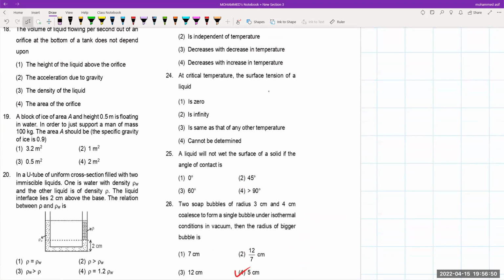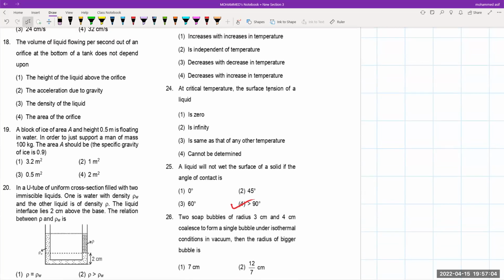Next one, a liquid will not wet the surface of the solid if the angle of contact is, see, the liquid will not wet the surface of the solid if the angle of contact is greater than 90 degrees. It should be greater than 90 degrees. Fourth option. 24, again very important question. At critical temperature the surface tension of the liquid is taken as 0.